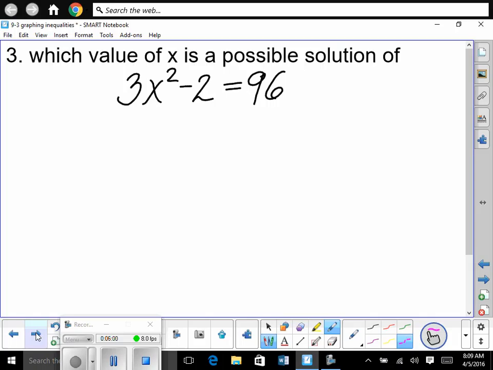It says, which value of x is a possible solution of this equation? So we've done this many times. First of all, when it says which value of x is a possible solution, guys, what is it asking me to do? Solve. Awesome. Way to go. It's solve.